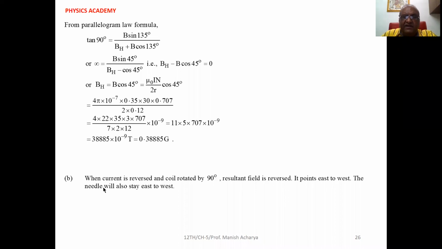Then question B, when the current is reversed and the coil rotated by 90 degree, the resultant field is also reversed, it points east to west. Initially the needle was pointing west to east. So now it will point east to west. So the needle will also stay in the same direction.